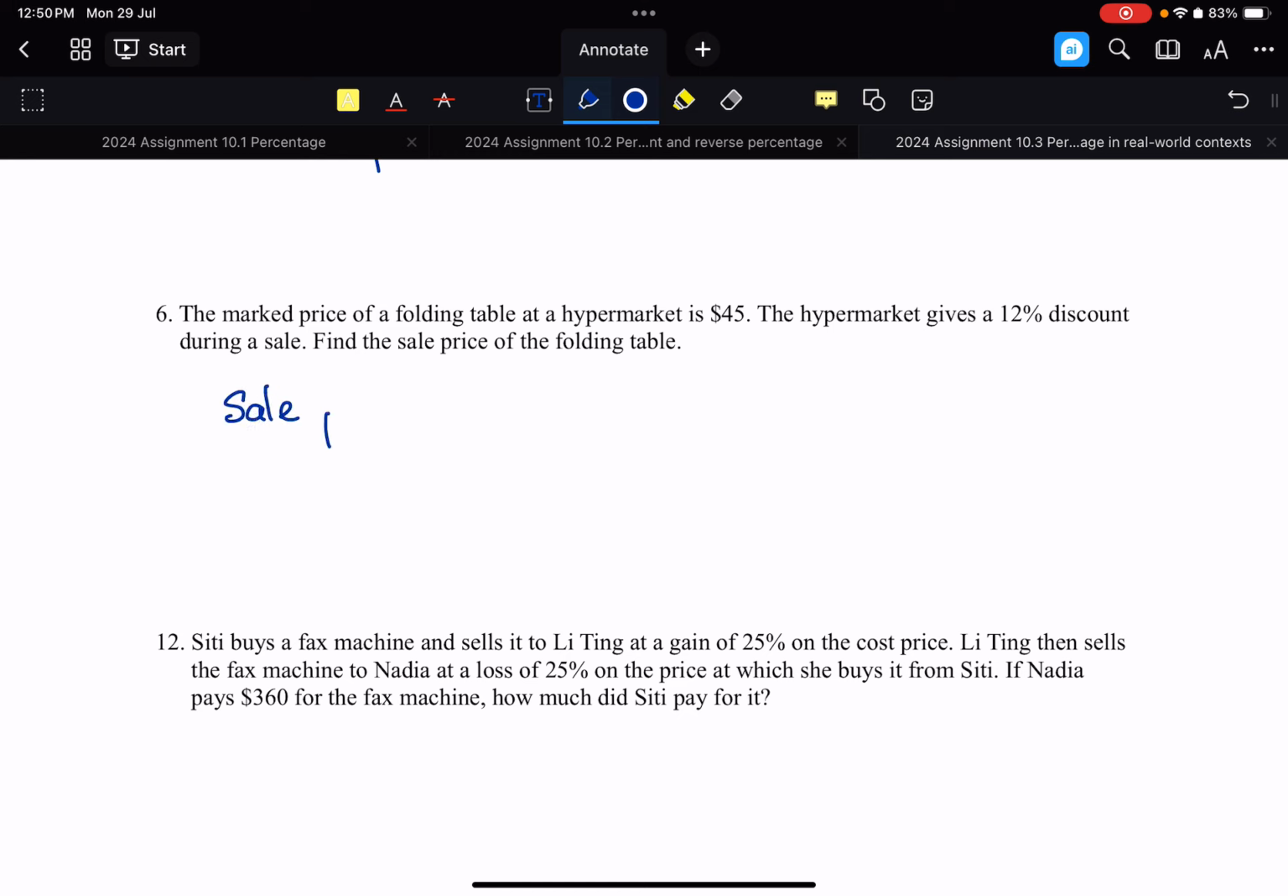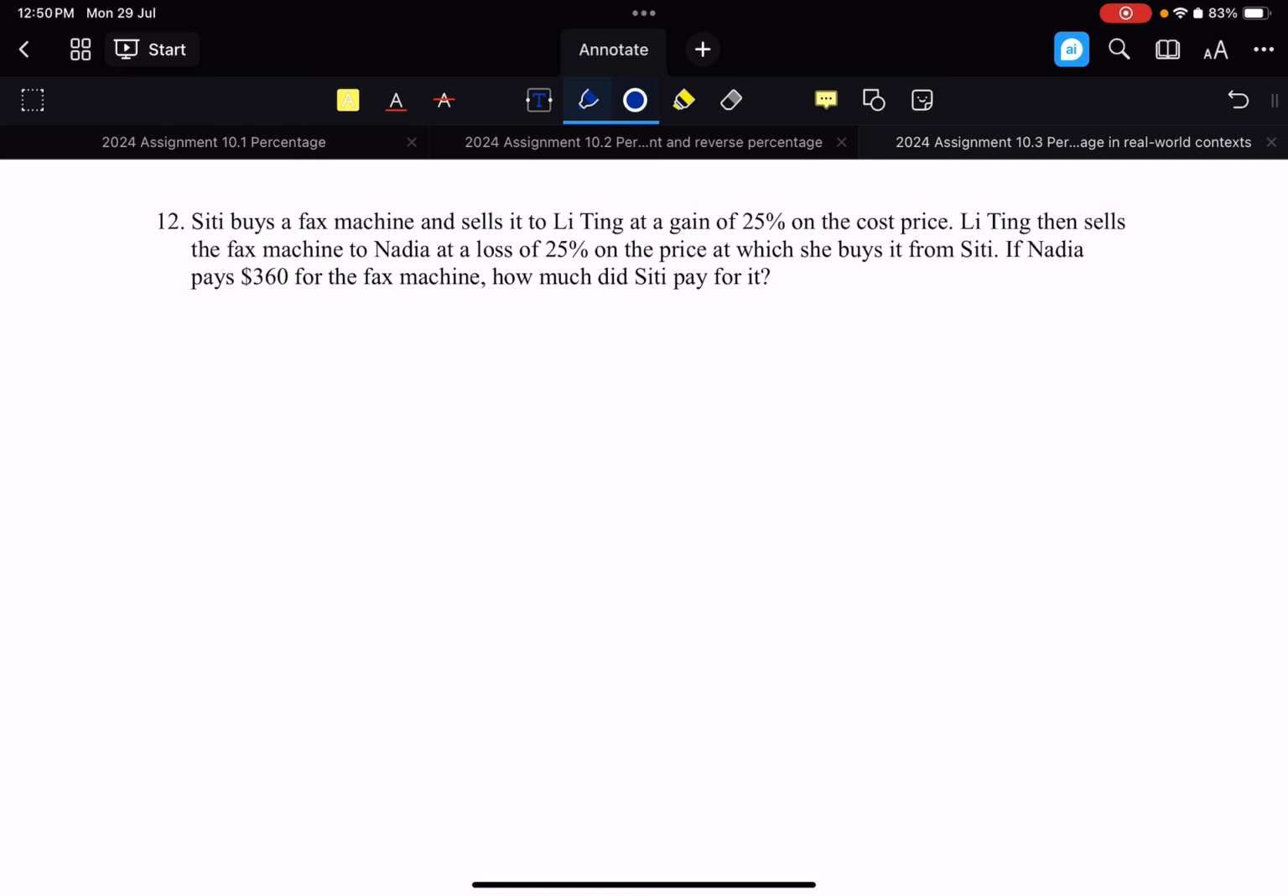So sales price will simply be 88% times $45, which brings us to $39.60. Okay, next one. Right here we have CT who buys a fax machine and sells it to Li-Ting at a gain of 25% on the cost price, right? Then Li-Ting sells the fax machine to Nadia at a loss of 25% on the price at which she buys it from CT. So that's her new cost price, right? It's a different cost price from CT. So if Nadia pays $360, how much did CT pay?